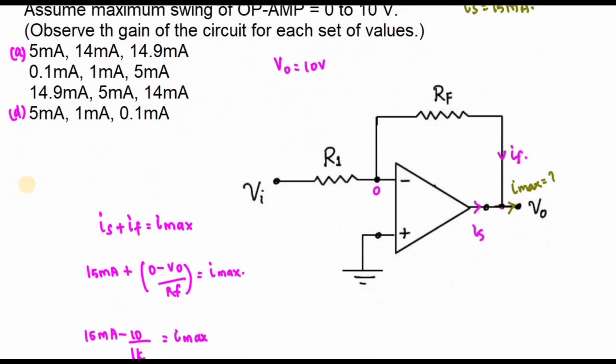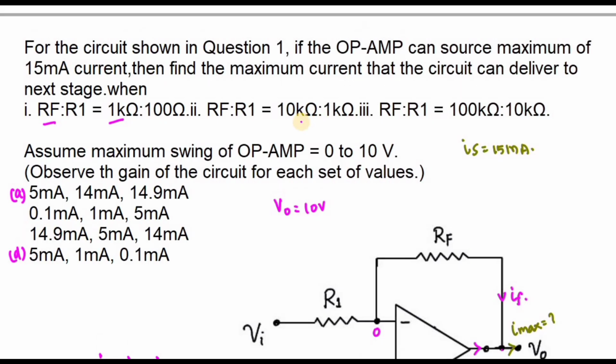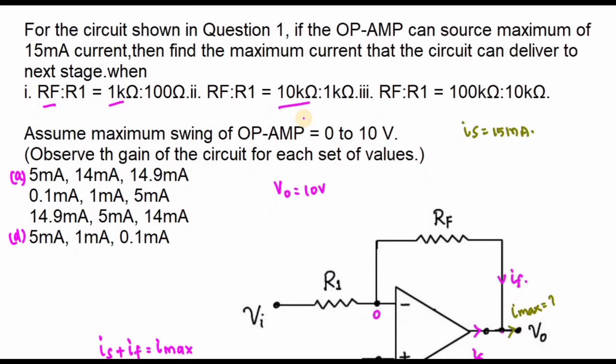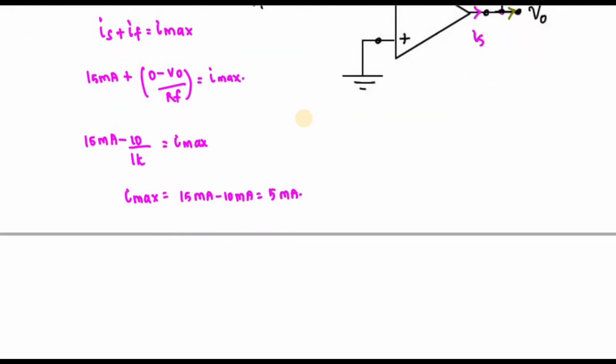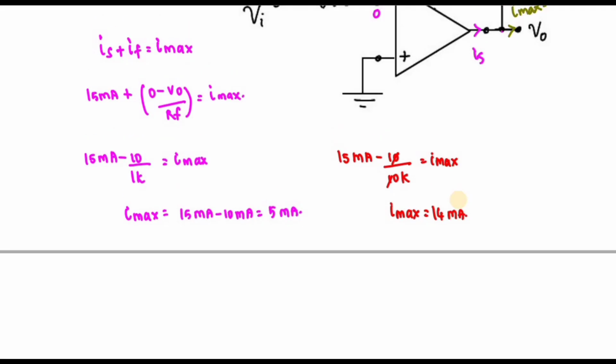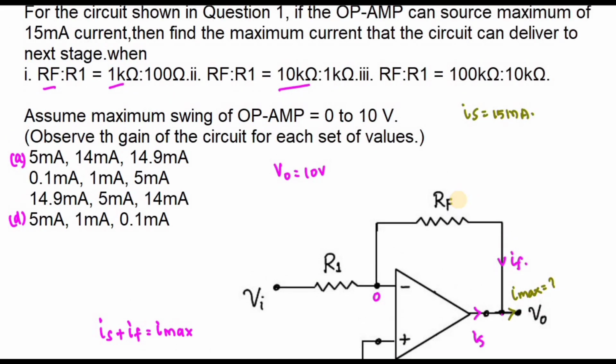So let me substitute RF equal to 10K now. If I substitute 10K instead of 1K, this becomes 15 milliamps minus 10 divided by 10K, right? So this is my Imax. So this gets cancelled out, and my Imax value is nothing but 14 milliamps, right? So this becomes 14 milliamps. So is there any option? So here A is my answer.